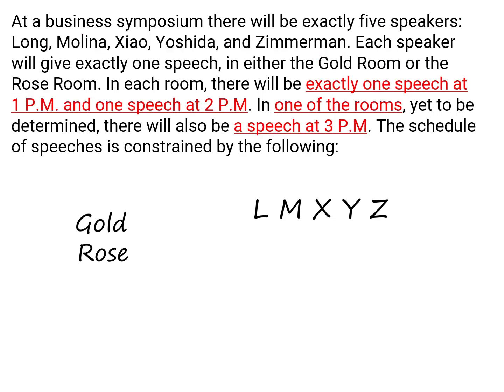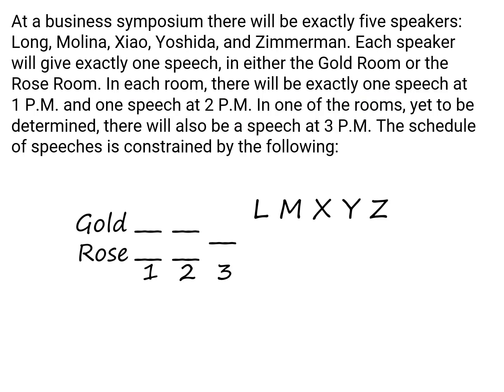We're told that there will be exactly 1 speech at 1 and 1 at 2 in each of the rooms. So that would allow us to put in 4 spaces, but the final space is a little bit up in the air. There's going to be a speech at 3 p.m., but we don't know which room it's in. So we can add that to the sketch by sort of hovering it in between the 2 categories there. There's a speech at 3, but we don't know what room it's in. And that's about all we can do before we go to the rules.